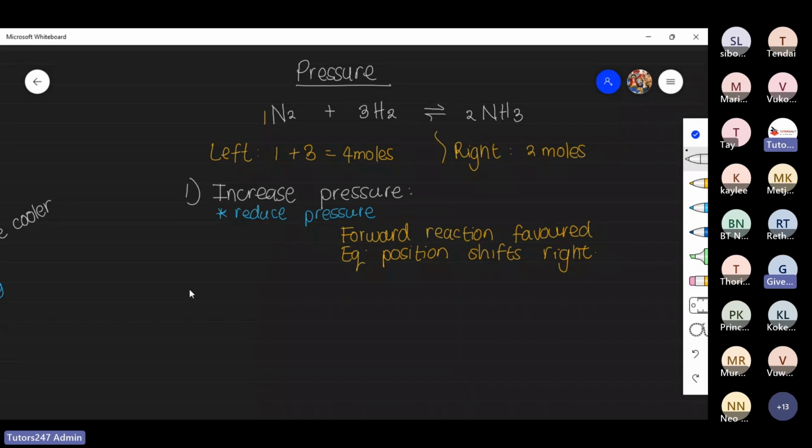Now, let's move on to the next one. If we were to decrease pressure, not temperature. We are decreasing pressure. What is the system going to do? The system is going to try to increase the pressure.